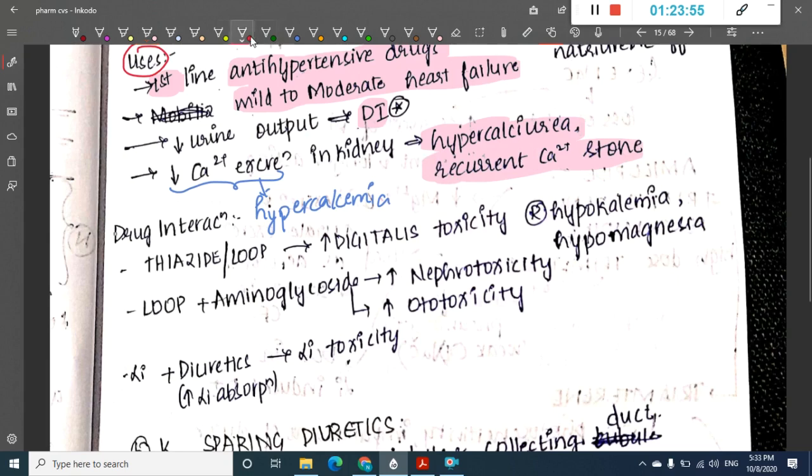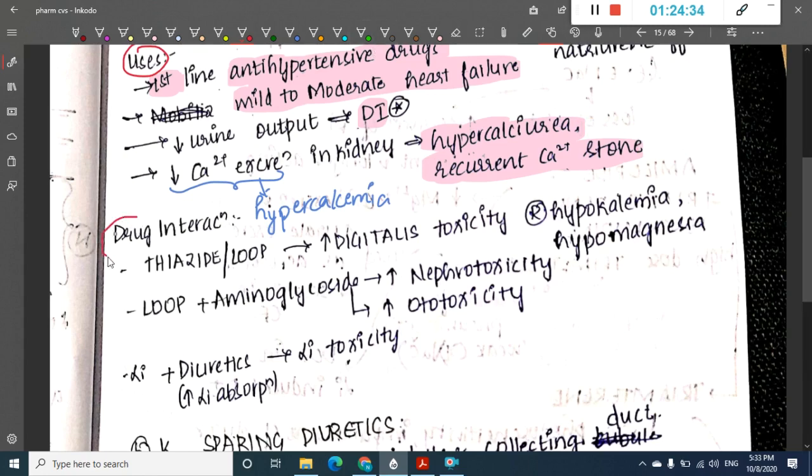Why is there recurrent stone formation with hypercalciuria? Because recurrent hypercalciuria will lead to recurrent stone formation. Thiazides decrease the calcium excretion in the kidney, so this hypercalciuria is tackled, right? Once lots of calcium gets excreted in the kidney, all this calcium might combine together and form stones. So these thiazide diuretics can be used for recurrent stone formation and hypercalciuria.